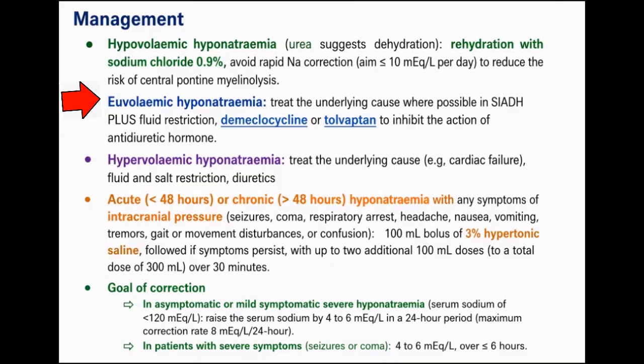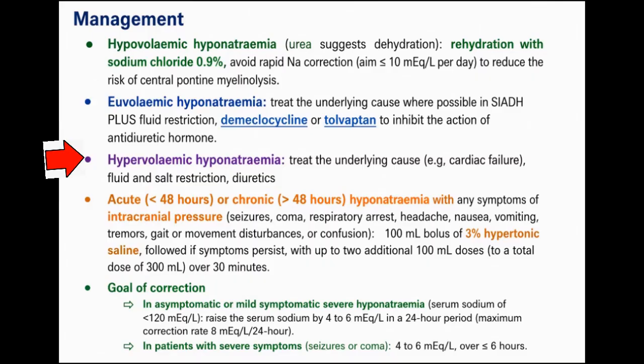Tolvaptan, a vasopressin V2 receptor antagonist. It blocks the action of ADH, promoting free water excretion without increasing sodium loss. It is particularly useful in selected patients with SIAD.